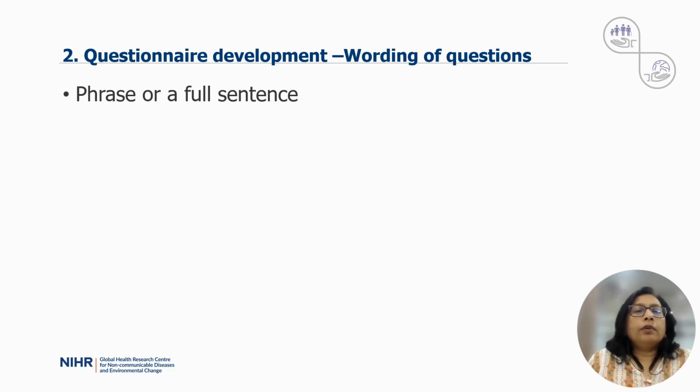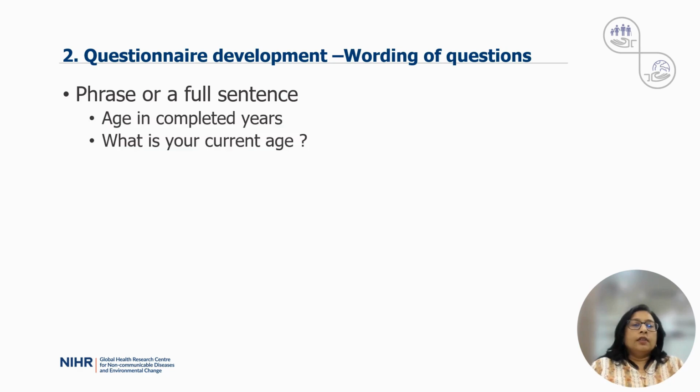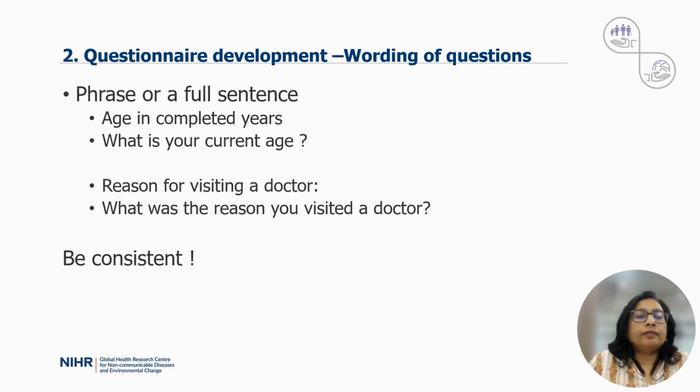The next thing is about the questions, the wording of the questions. It could be a phrase or a full sentence. So there's no right or wrong here. Age in completed years is a phrase. What is your current age is a sentence. Reason for visiting a doctor is a phrase. What was the reason you visited a doctor is a sentence. However you choose to do it, be consistent.